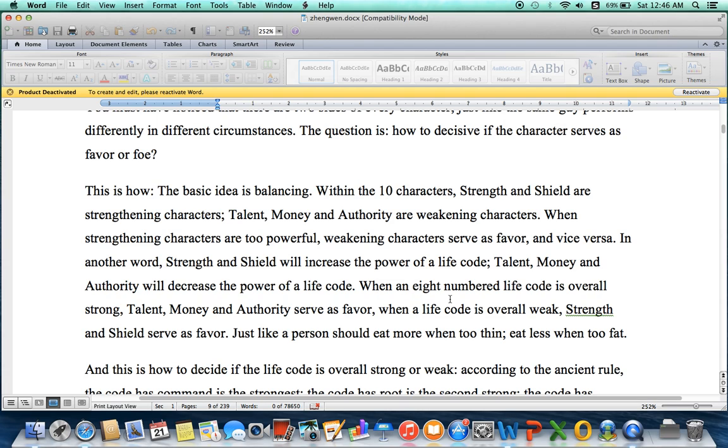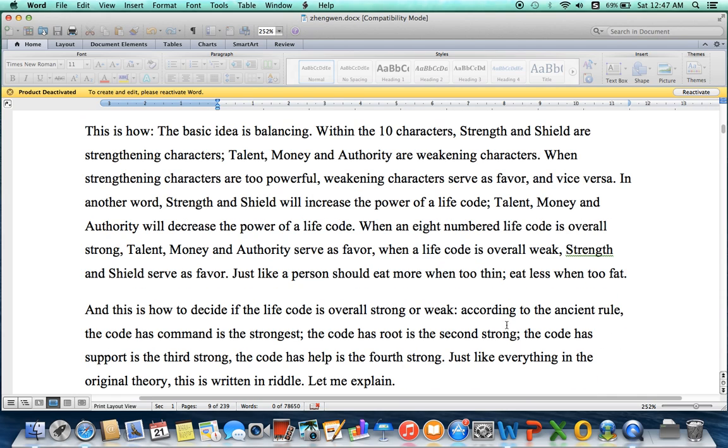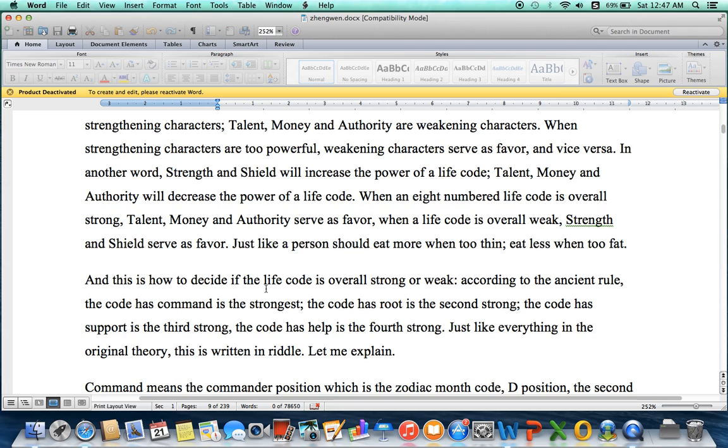So when a life code is overall strong, talent, money, and authority serve as favor. When a life code is overall weak, strength and shield serve as favor. Just like a person should eat more when they are too thin and eat less when they are too fat. When they are too skinny, eating is good. When they are too fat, then losing weight is good, right? So this is how to decide if a code is overall strong or weak.